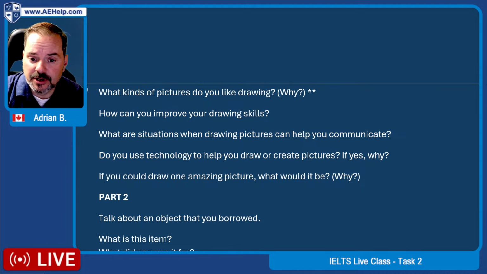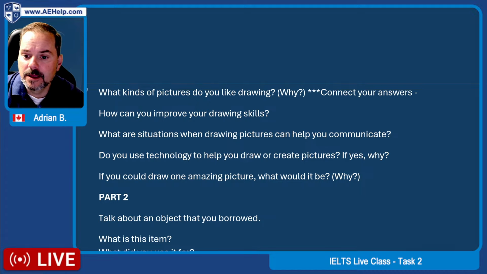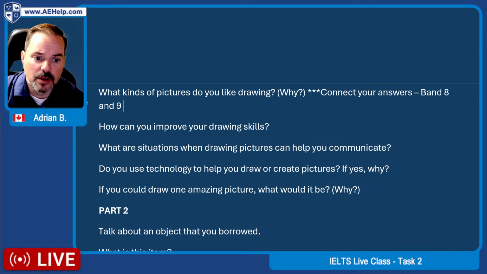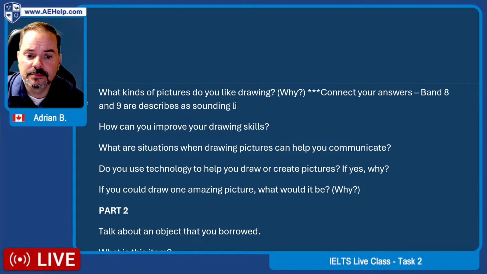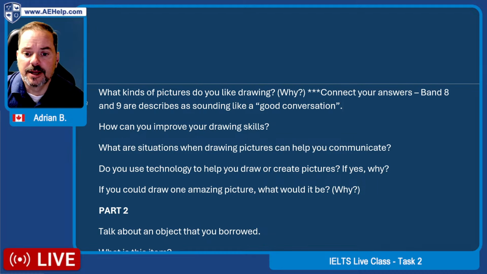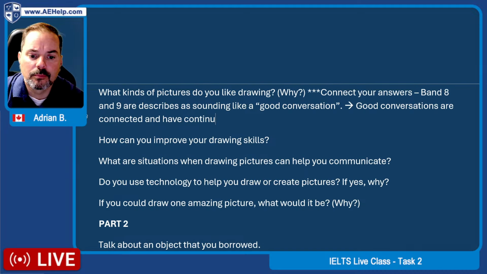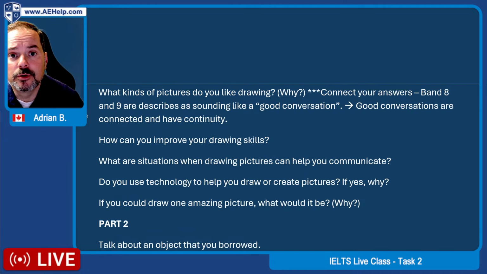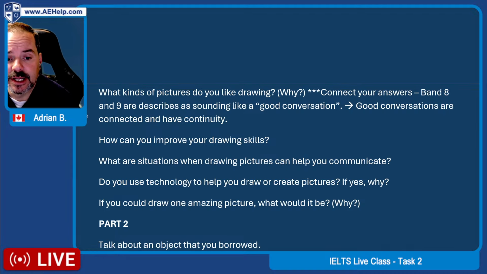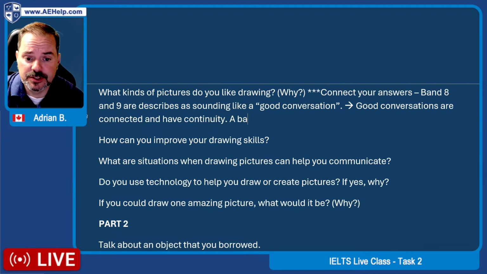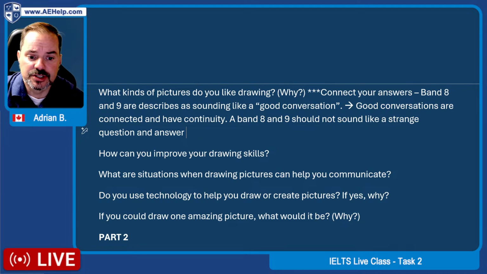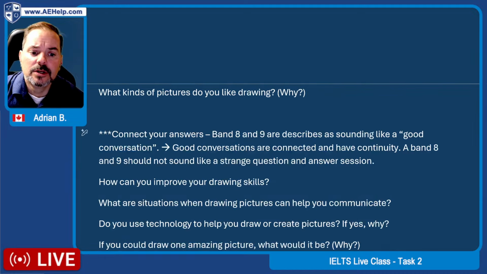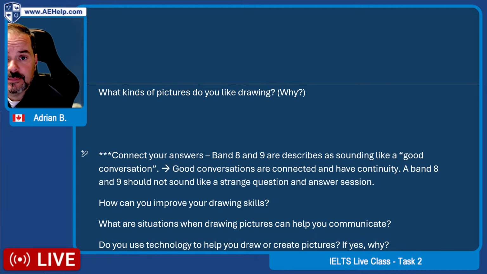And here's a quick tip while you're thinking about your answers. Connect your answers. Band 8 and 9 are described as sounding like a good conversation. Okay, good conversations have continuity. So you don't just jump from one topic to another. It shouldn't sound like a weird Q&A. Okay, I think that's another good way to think about this. So a band 8 and 9 should not sound like a strange question and answer session. Okay, so again, connect your answers and make it sound like a conversation.